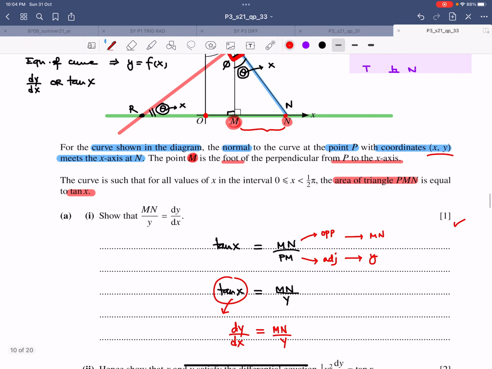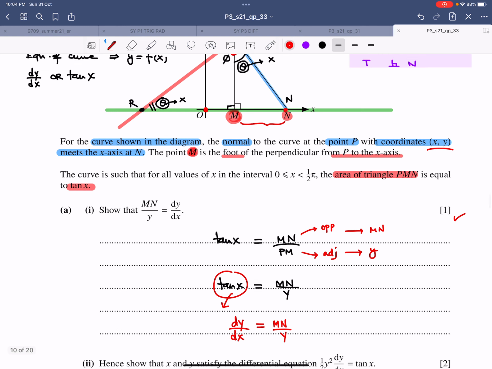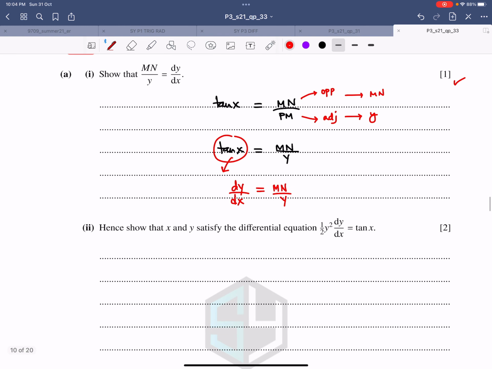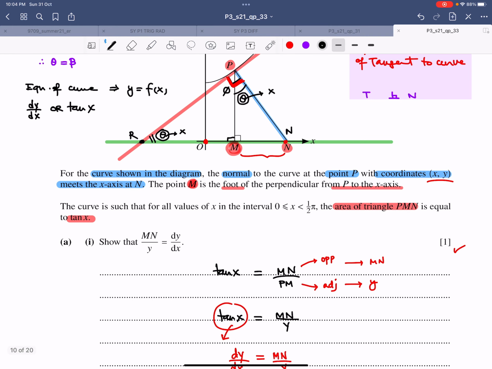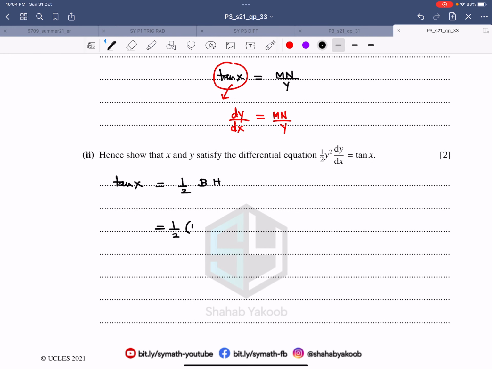Now, this tangent x is also equal to the area of triangle. So if I write tangent of x is half base into height, what is the base? Base is MN and height is PM. So this is MN and this is PM. So this is half into MN multiplied by PM, which is y. This is tangent of x.